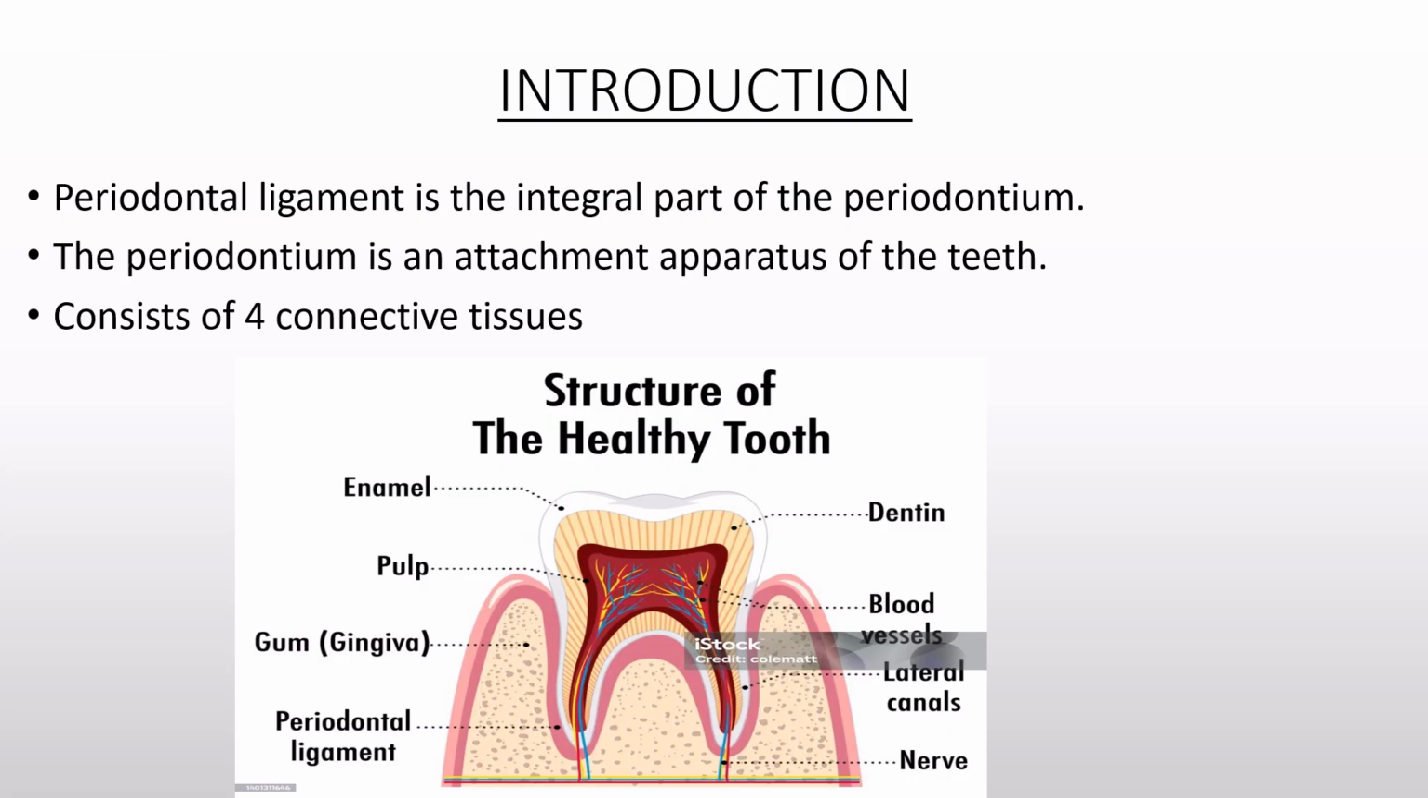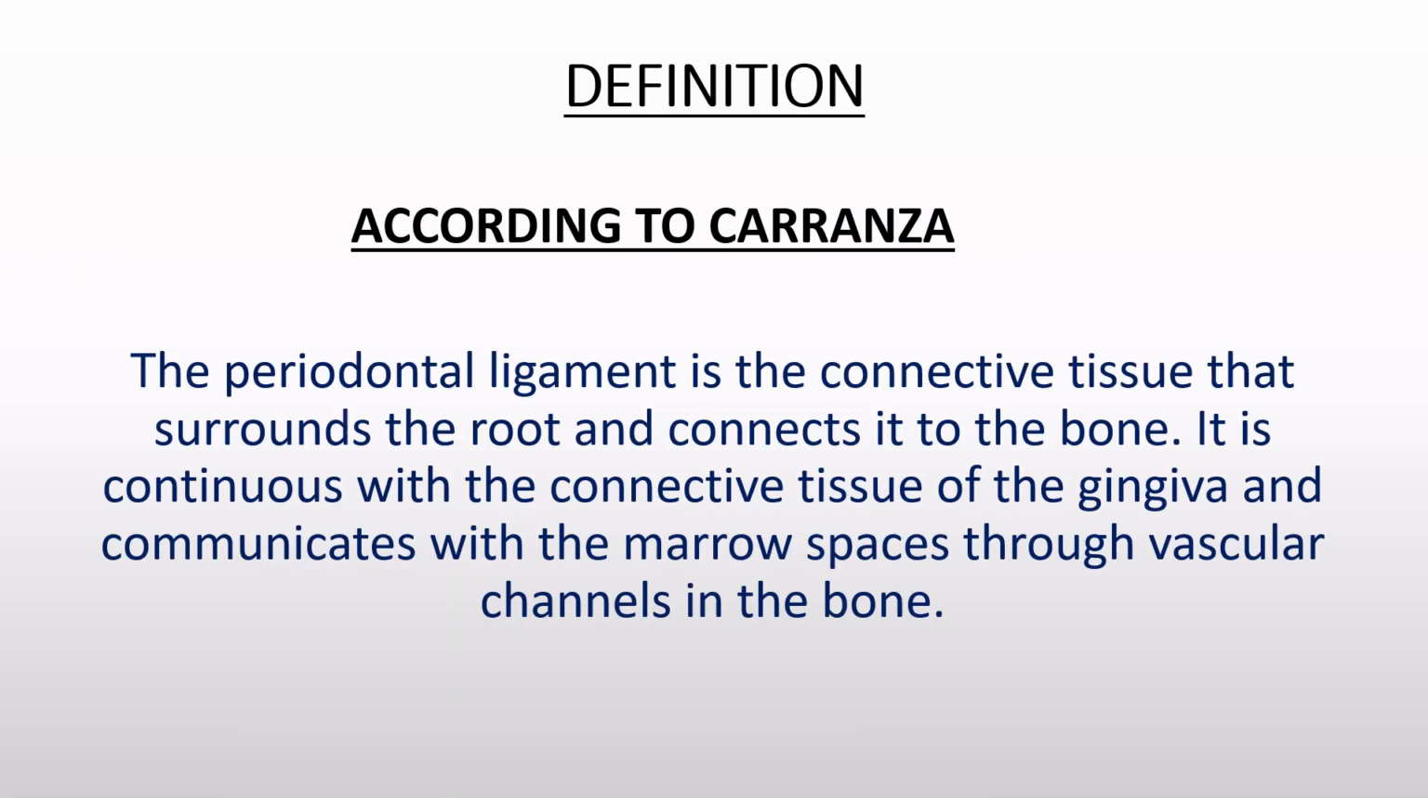Coming to the introduction, the periodontal ligament is the integral part of the periodontium. The periodontium is an attachment apparatus of the teeth and it consists of four connective tissues that include gingiva, periodontal ligament, alveolar bone, and cementum.